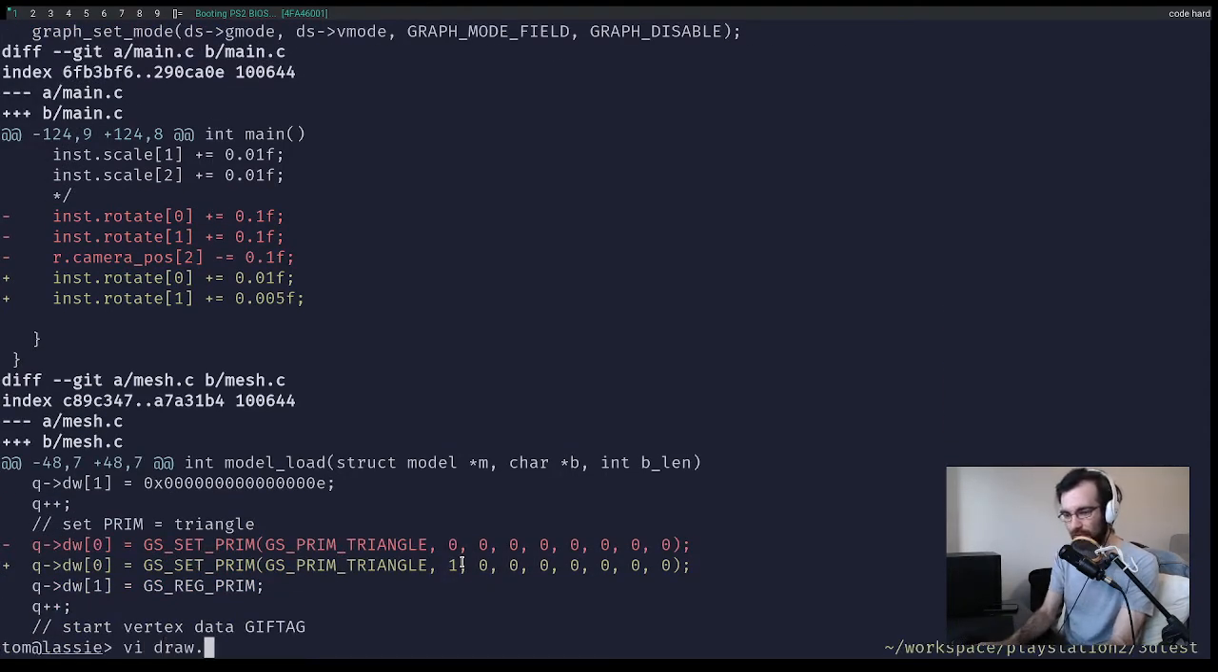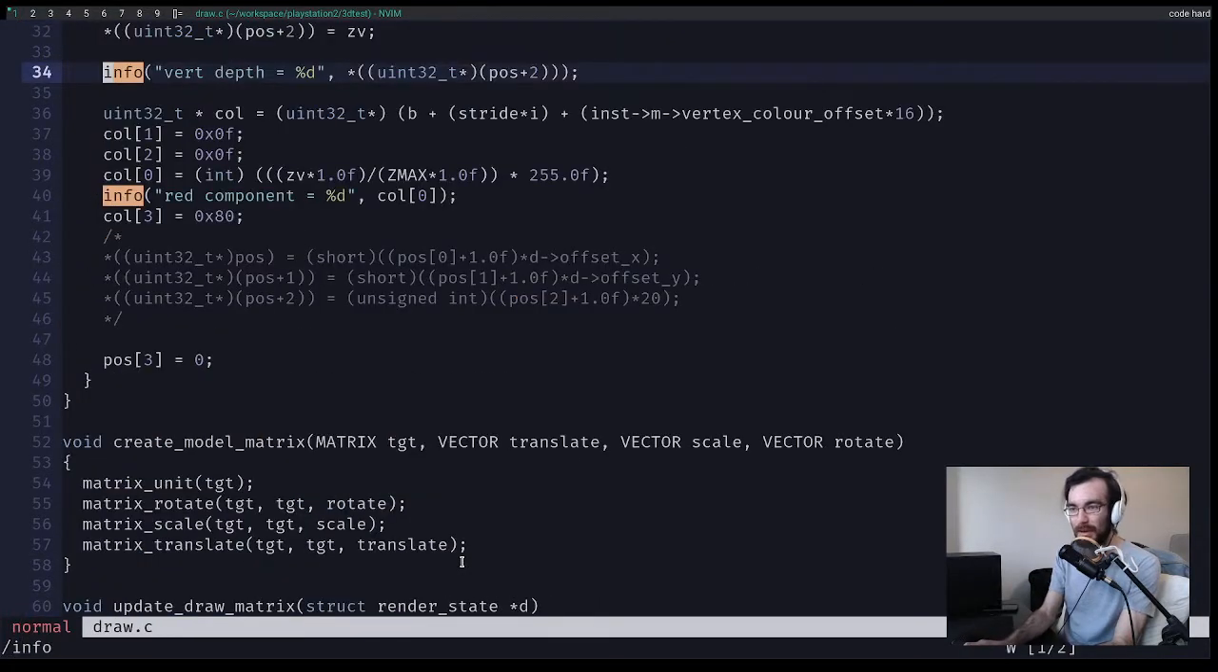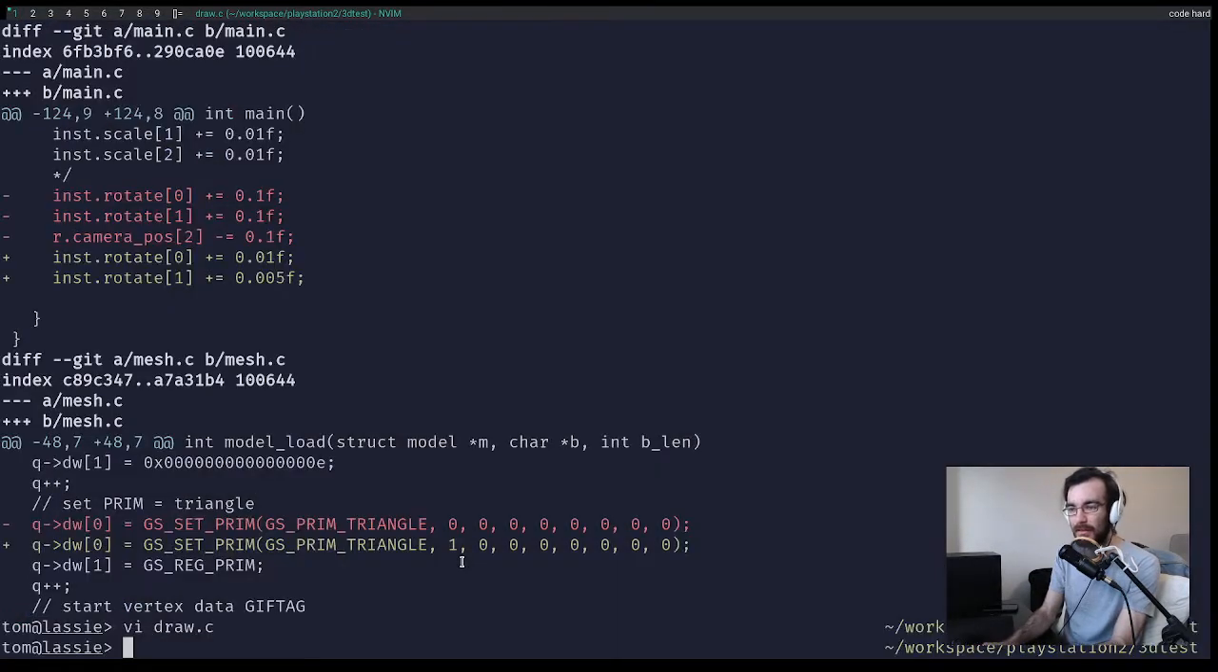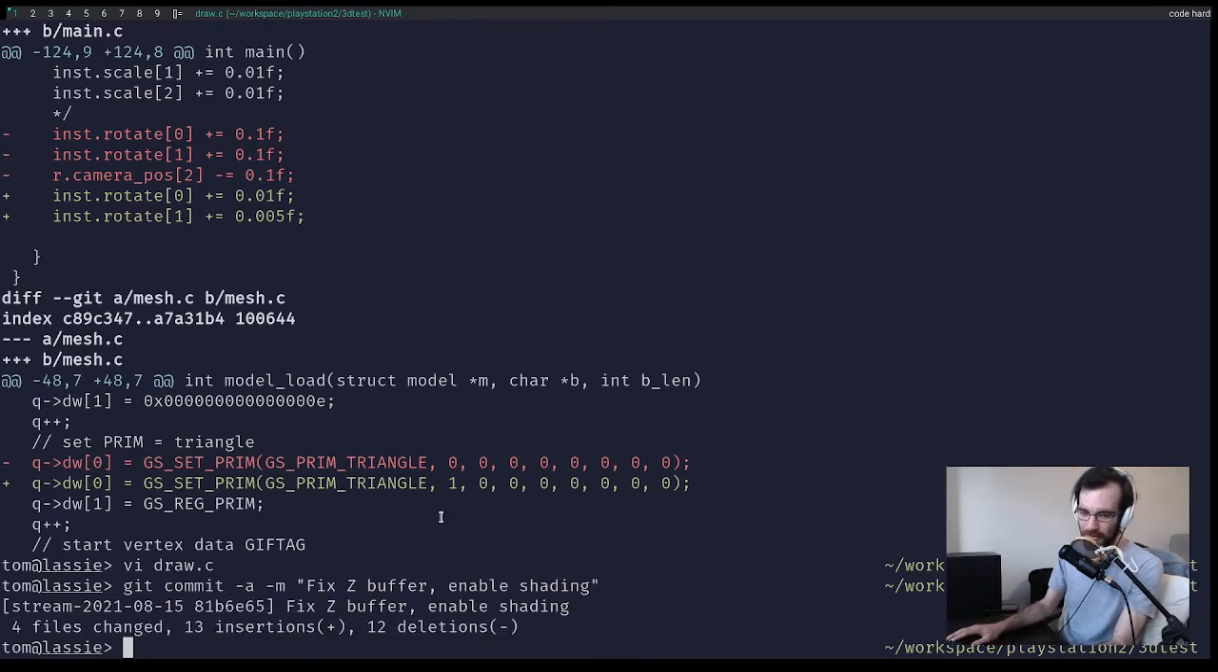So draw.c, we'll just jump to where we're logging here. Fix Z buffer. I don't know. That's a really crappy commit message. If you're an aspiring young programmer at home, write better commit messages than this. That is my advice to you. But for now, this will do.